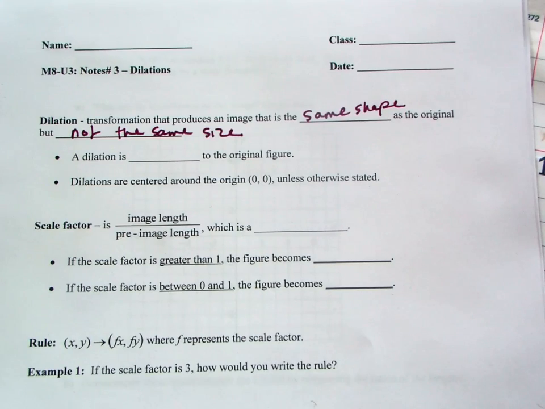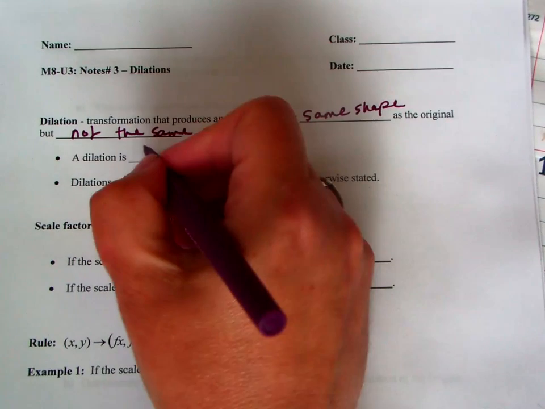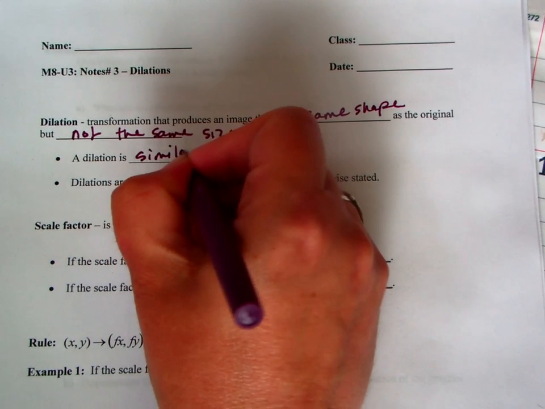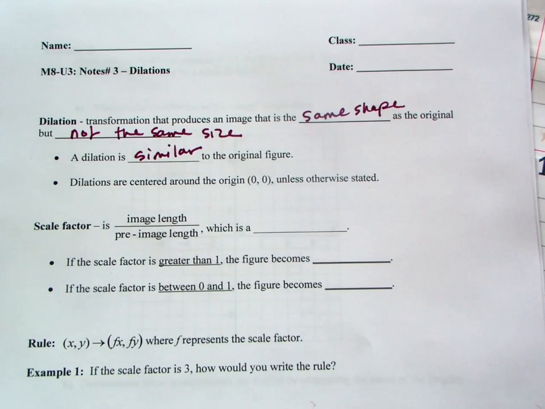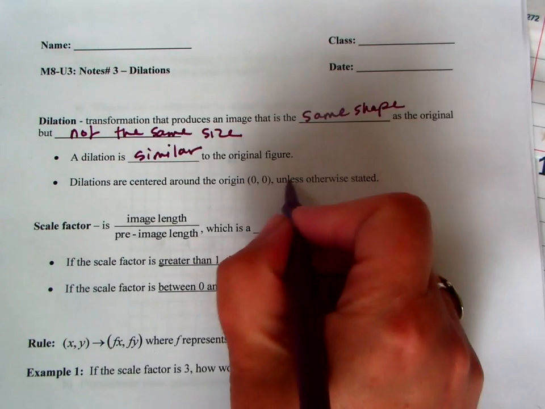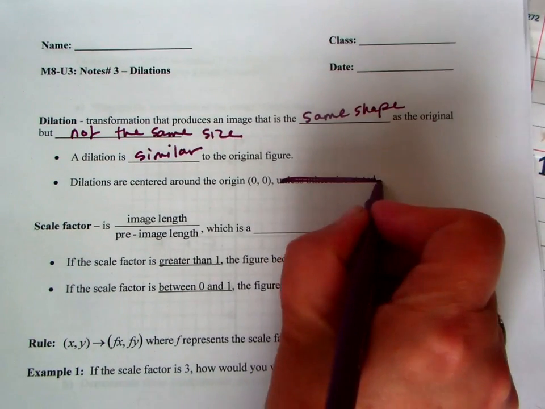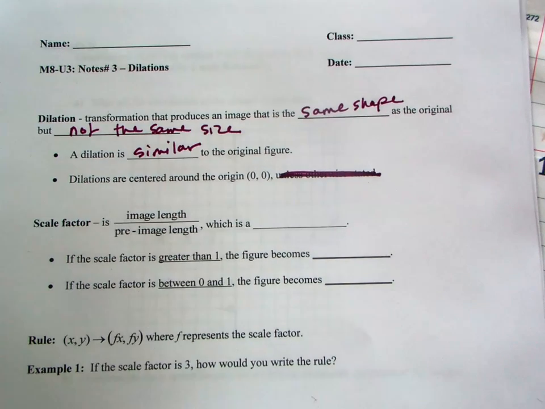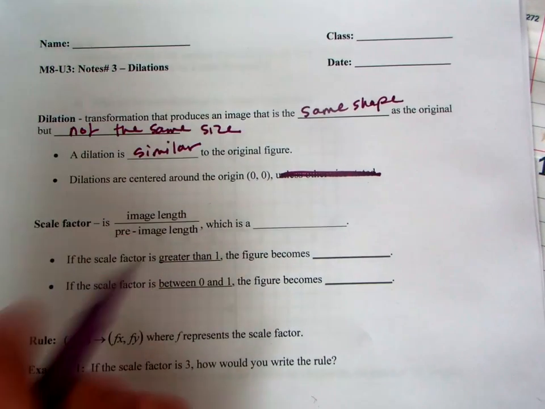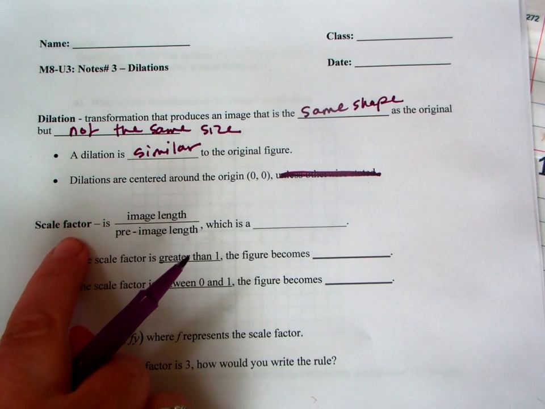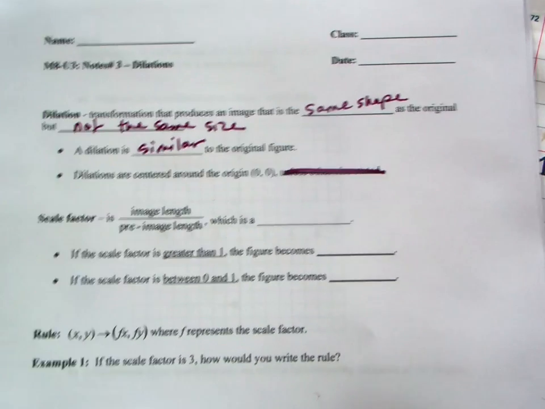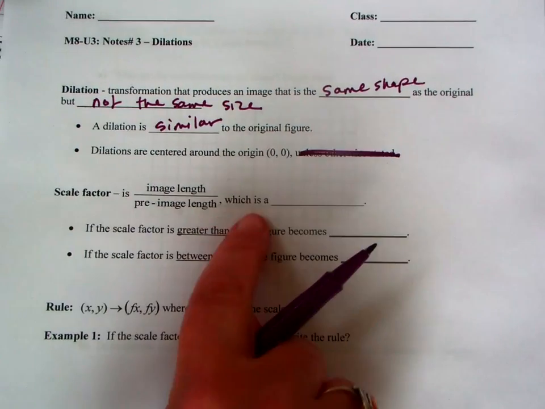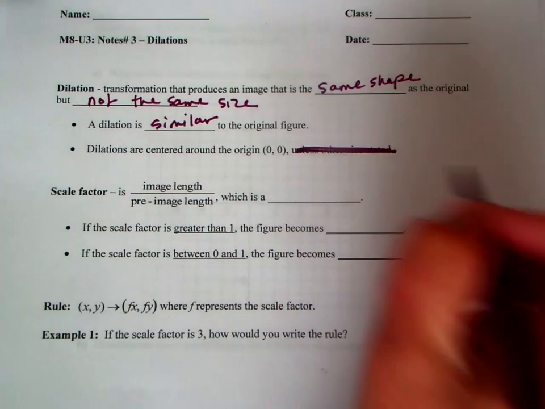Okay, so a dilation is similar to the original figure. It's not actually going to be congruent, all right? And all of our dilations will be around the origin. None of them will be around any other coordinate. So you'll remember, hopefully, the term scale factor, but if you don't, you learned that in 7th grade.